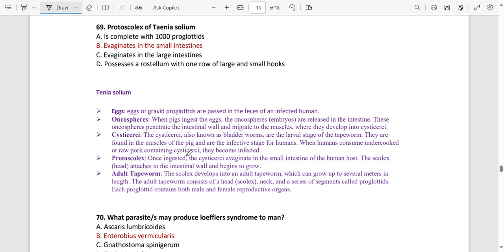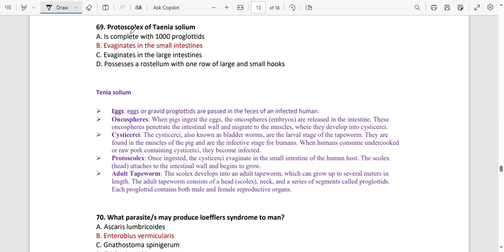Once ingested, the cysticerci are going to evaginate in the small intestines of the human host. The scolex, that's the head, attaches to the intestinal wall and begins to grow. And then you are going to have the adult tapeworm. The scolex develops into the adult tapeworm, which can grow up to several meters. The adult tapeworm consists of the head, which is the scolex, the neck, and a series of segments, the proglottids, which contain both female and male reproductive organs.